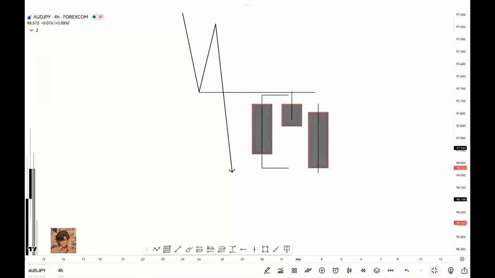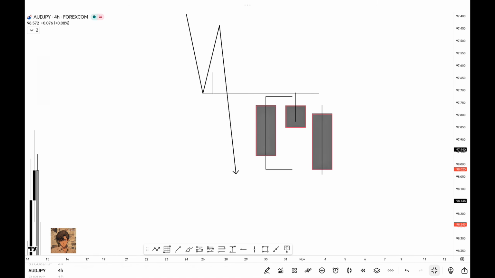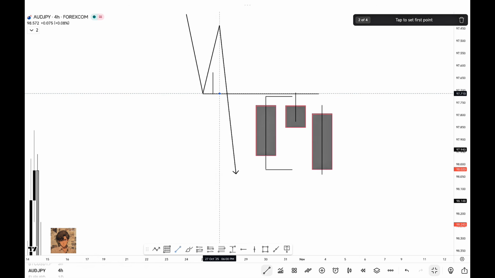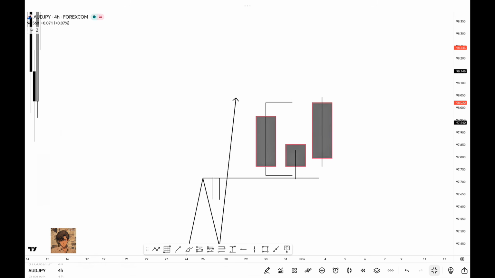So here makes more sense if it has more rejection in price. Like if this actually sponsored more rejection in price, right? These ones sponsored more rejection in price before it eventually broke into the downside, or to the upside, as the case may be. Yeah, so here, same logic, same approach.